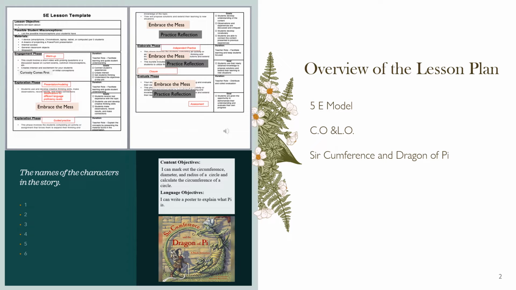So I used this little storybook called Circumference and the Dragon of Pi. It is a lovely story about all the mathematical elements of a circle. I had my students read it in a pair and find all the characters' names. I also offered my students a video of this story for those who prefer visual learning.